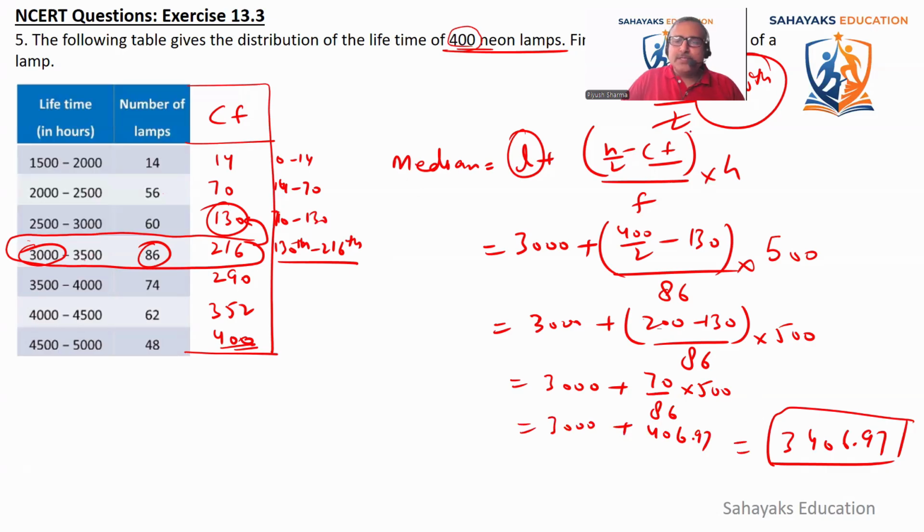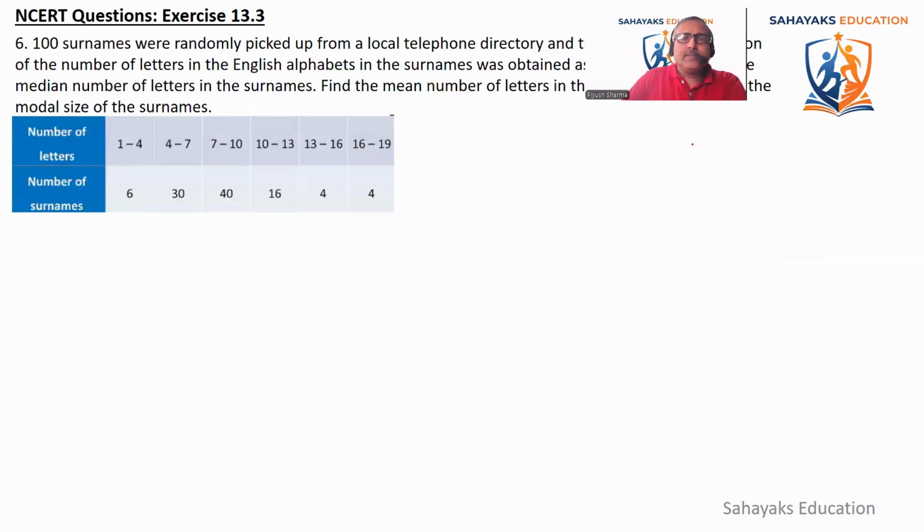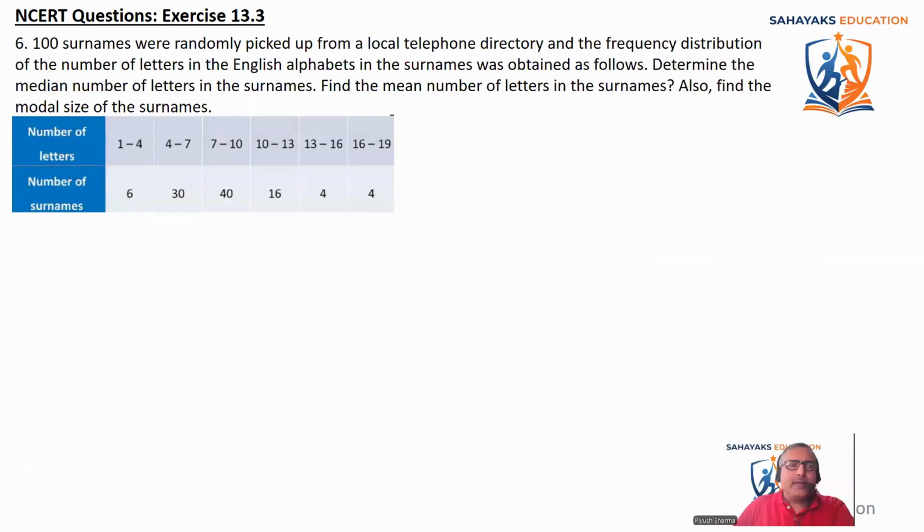Okay. So coming to the next question. The surnames were randomly picked from the local telephone directory, and the frequency distribution of the number of letters in the English alphabet in the surnames is obtained as follows. Determine the median number of letters in the surnames. Also find the mean and the mode. We are computing only the median here, because mean and mode we have computed multiple number of times.